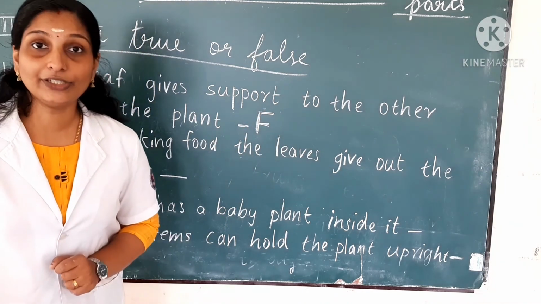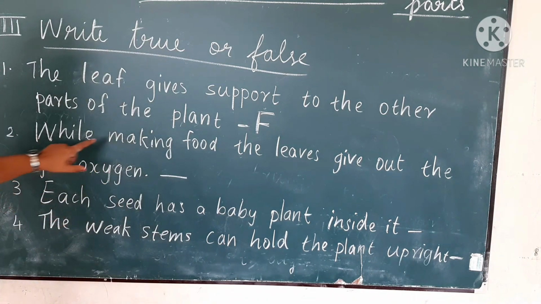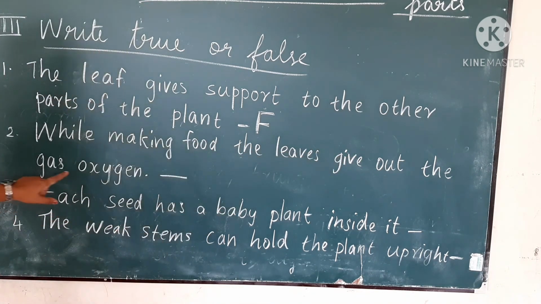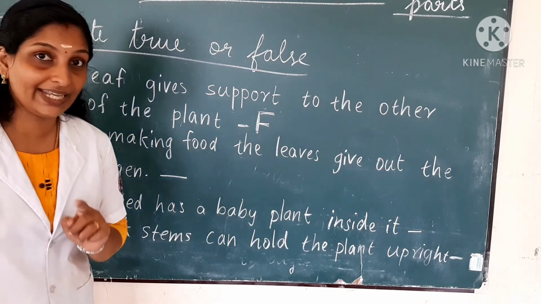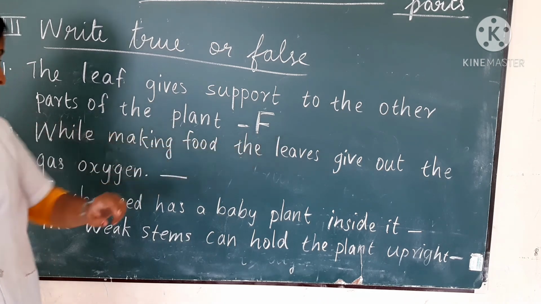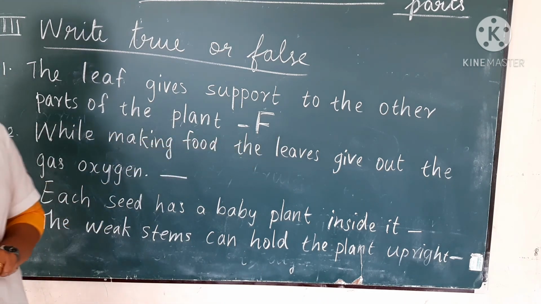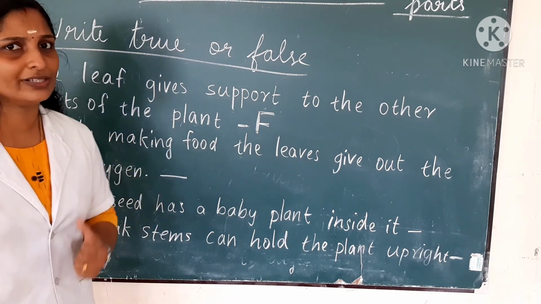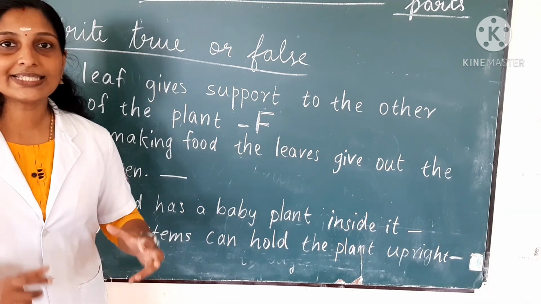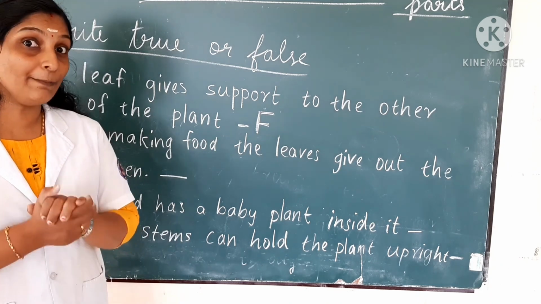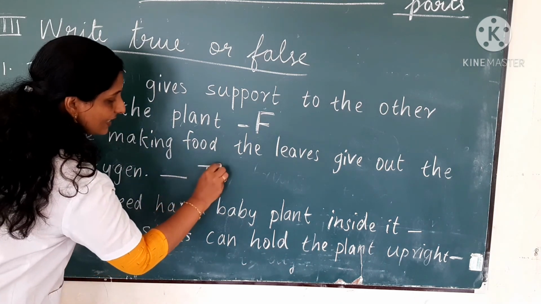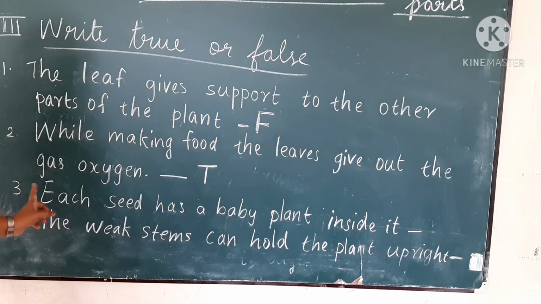Okay. Then the second question. While making food, the leaves give out the gas oxygen. Once again. While making food, the leaves give out the gas oxygen. Is it true or false? Yes, true. Plants give out oxygen by making food. So you have to write T. T for true. Then third question.